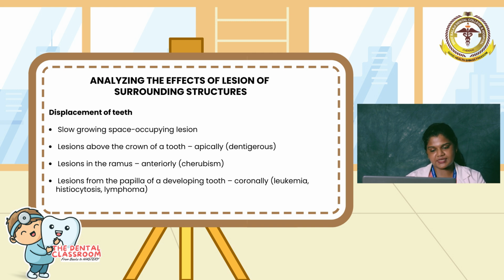We are moving on to the next step, analyzing the effects of the lesion on the surrounding structures. The first one is the displacement of teeth. Slow growing space occupying lesions cause the displacement of teeth. When the lesion is above the crown of the tooth, it displaces the teeth apically, example dentigerous cyst, and when the lesion is within the ramus, it displaces the teeth anteriorly, as seen in cherubism, and lesions from the papilla of a developing tooth displace the teeth coronally, as seen in cases of leukemia and lymphomas.